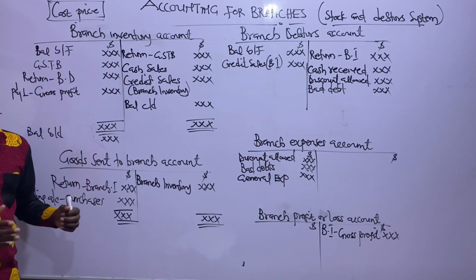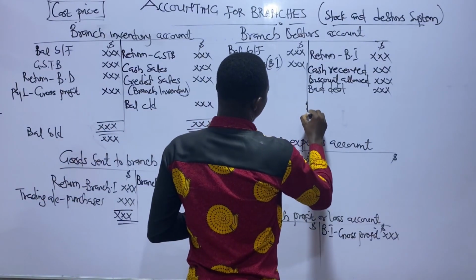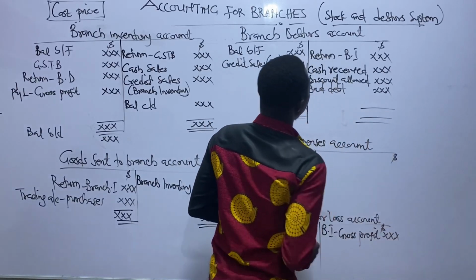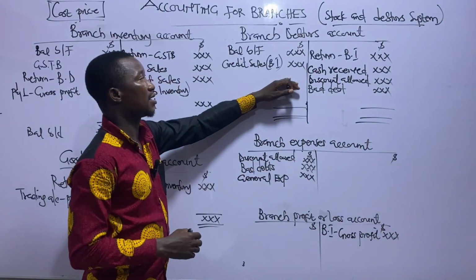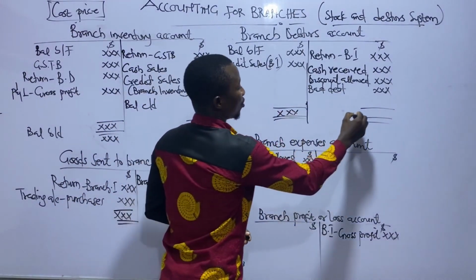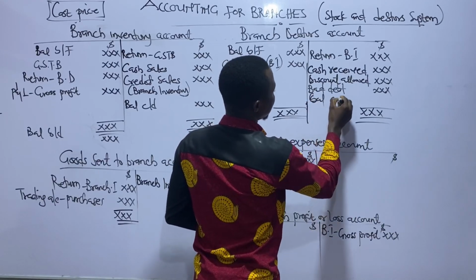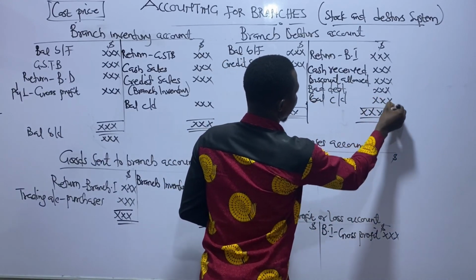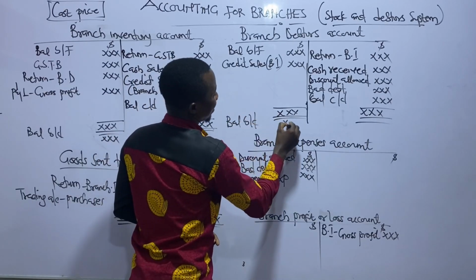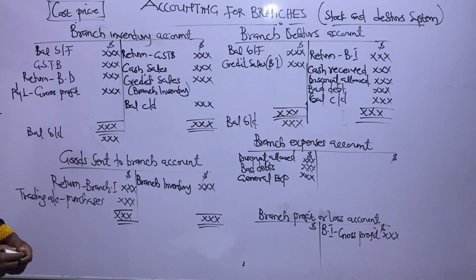Now, let's also balance the branch debtors account. So to balance the branch debtors account, it is very simple. So to balance off the branch debtors account, in most cases, the debit side is always bigger than the credit side. So we assume that the difference will be the balance c/d at the credit side, then the balance brought down will be at the debit side, as simple as ABC. Is this clear?